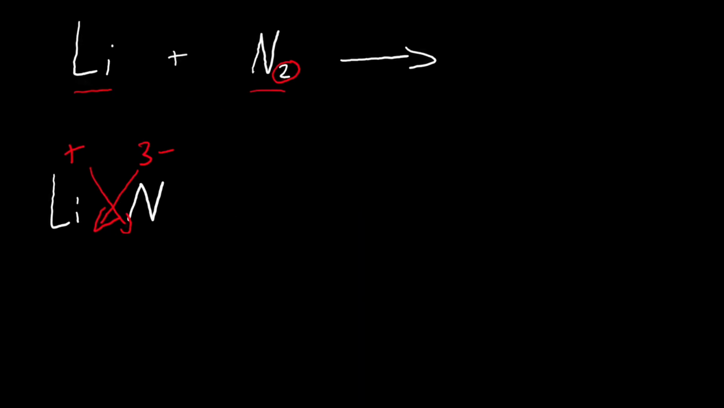So of course we know that lithium has a +1 charge and nitrogen has a -3 charge. Nothing to do with this N2. This is just showing that it is a diatomic molecule and that when present by itself, it must be written as N2, but that does not mean its charge is 2. Its charge is always going to be -3. So doing the crisscross, it shows that we need to have 3 lithiums and 1 nitrogen, showing that the chemical compound for lithium nitride is Li3N.